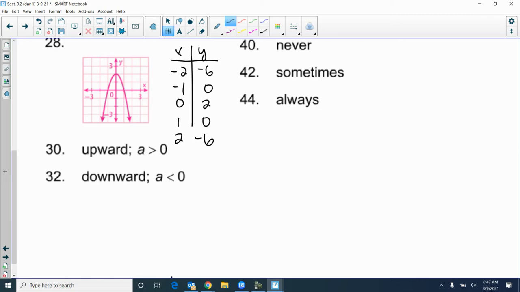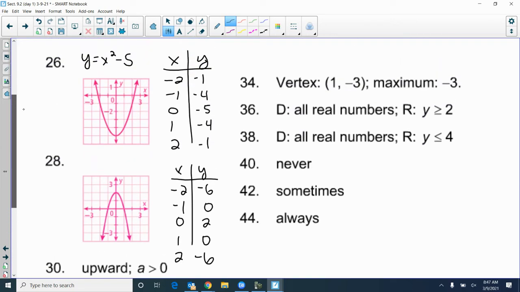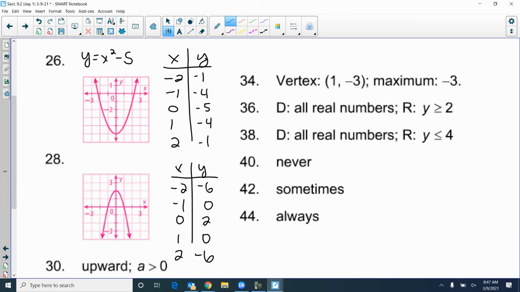30 should open up. 32 should open down. 34, your vertex, write it as the point (1, -3), maximum of -3. Domain, all real numbers, range y is greater than or equal to 2 for 36. 38, domain, all real numbers, range is y is less than or equal to 4. 40 is never, 42 should be sometimes, and 44 should be always.